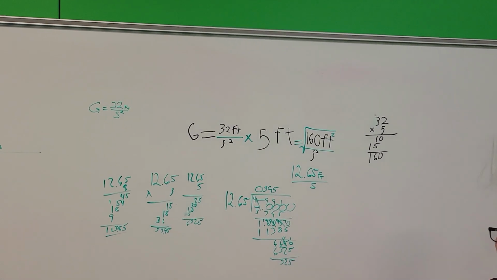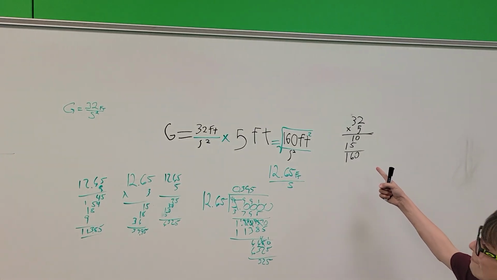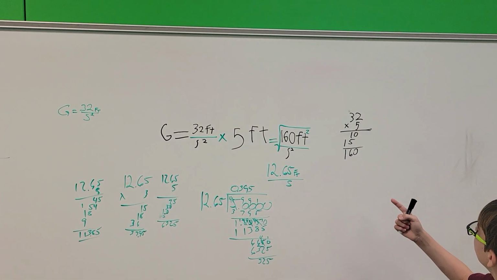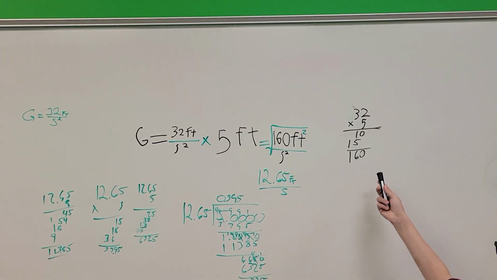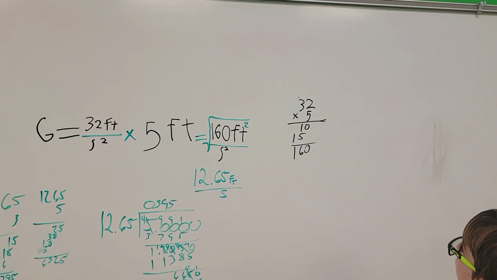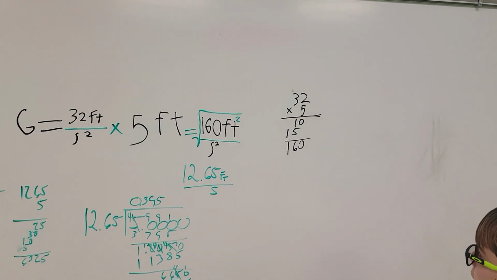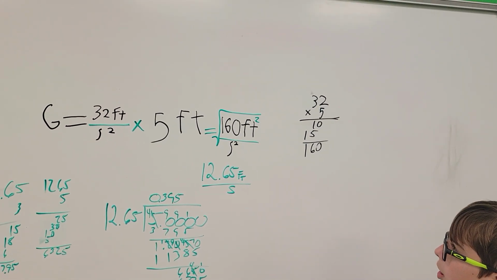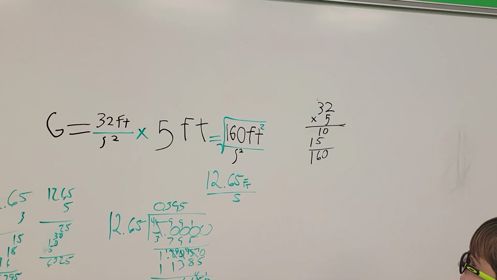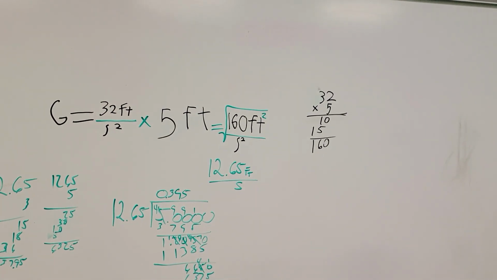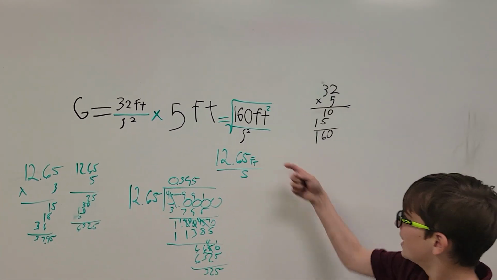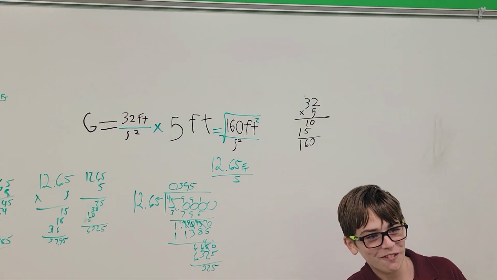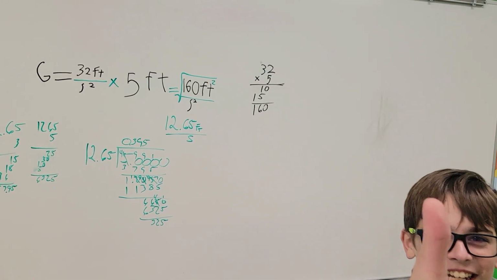So we multiplied 32 feet per second squared times what? 10. No. 5. Times 5, and what did we get? 160. 160 feet squared over what? Over seconds squared. See, over seconds squared. Look, point it out. Over seconds squared. That's right. Now, we did a square root on that, and we had to use the calculator on it because we're not to that point in math yet.